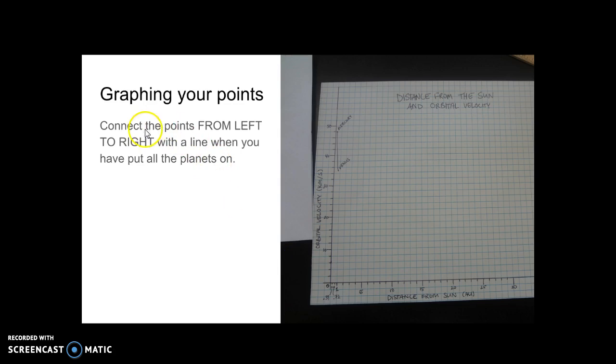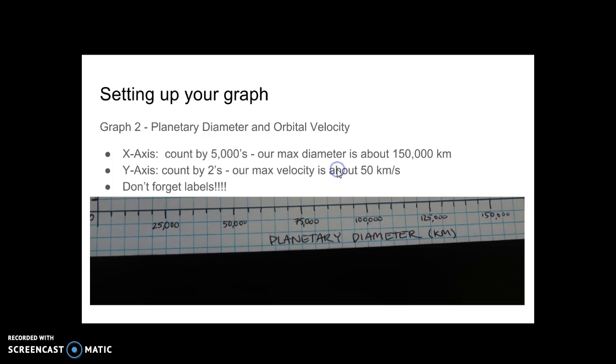Then you're going to connect the points from left to right with a line. Do not let your points go back and forth here and there. It doesn't happen like that. It has to be from left to right. You can see I've already connected Mercury and Venus here. I'm not going to do the rest. That's up to you.